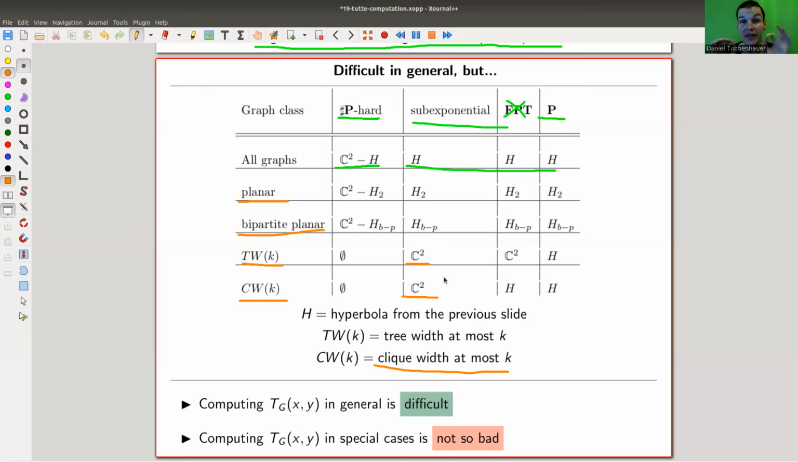So computing this polynomial is difficult in general, but it doesn't mean that computing it on certain special classes is difficult. And this is exactly what happens here. So if you have a certain graph and it falls in this little class here, then computing it is actually not so bad at all. Right, so that's what I was trying to say.